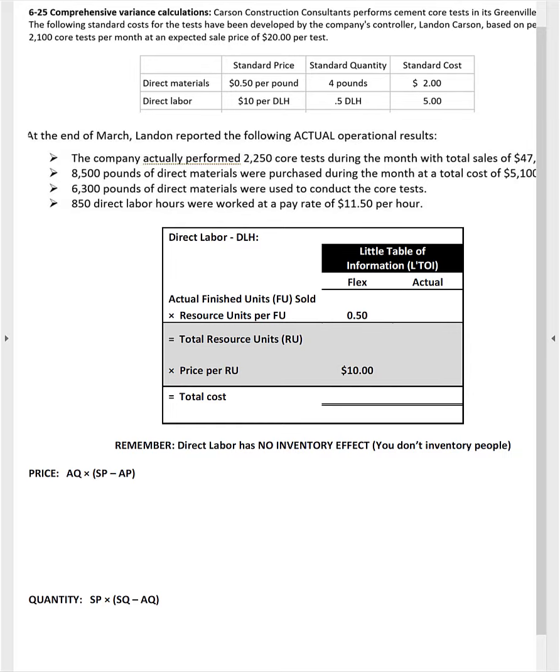Hi there everyone. I wanted to get back to our variance example that we had in class on Friday. I've already done the video for direct material. That's the one that has the twist, but I wanted to follow up with this one on direct labor because it shows you that there is no inventory effect on the labor variances.